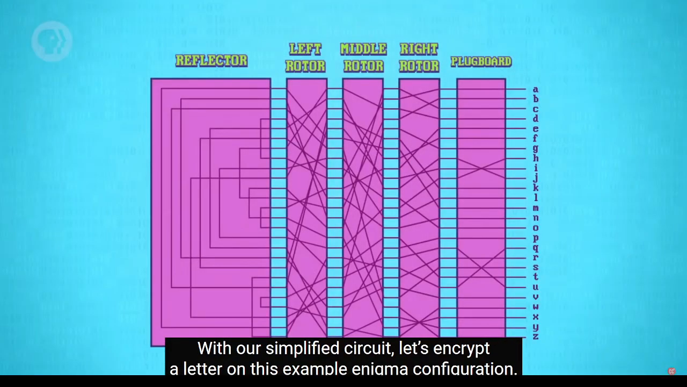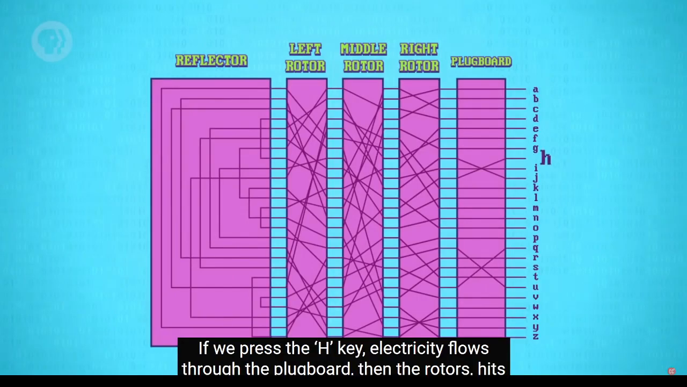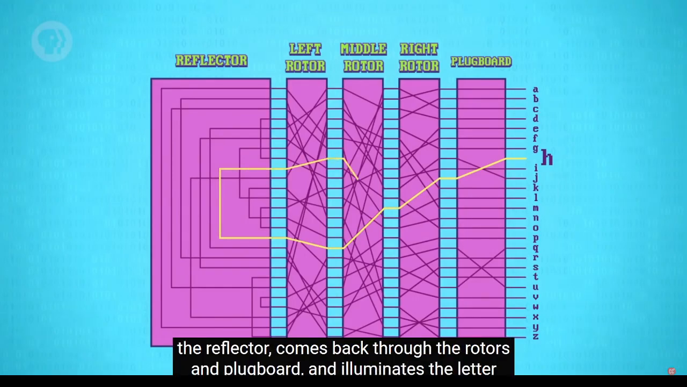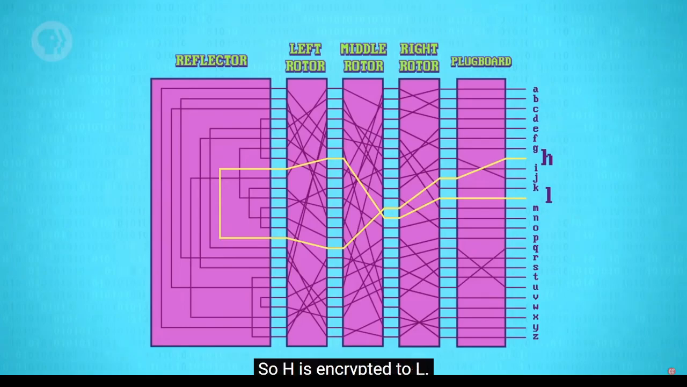With our simplified circuit, let's encrypt a letter on this example Enigma configuration. If we press the H key, electricity flows through the plugboard, then the rotors, hits the reflector, comes back through the rotors and plugboard, and illuminates the letter L on the lamp board. So H is encrypted to L.